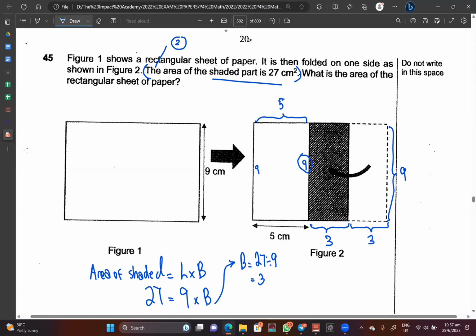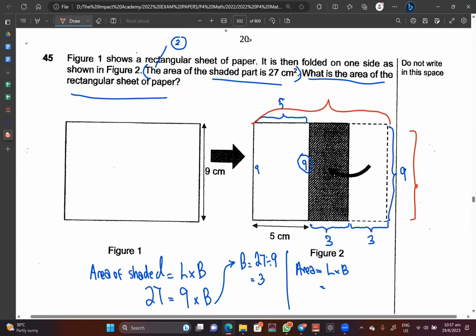Now, the question wants us to find the area of the rectangular sheet of paper. To find the area of the rectangular sheet of paper, very simple. I just need to have my L and my B. So what's my L? My L is basically whatever that is over here. And what is my B? My B is whatever that is over here. So therefore, my L, as you can see over here, is 5 and 3 and 3. 5 plus 3 is 8. 8 plus 3 is 11. So 11 times 9, and therefore my answer for this question has to be 99 centimeters square.